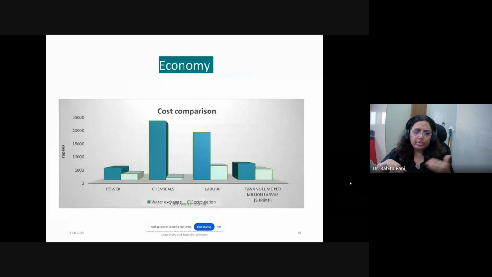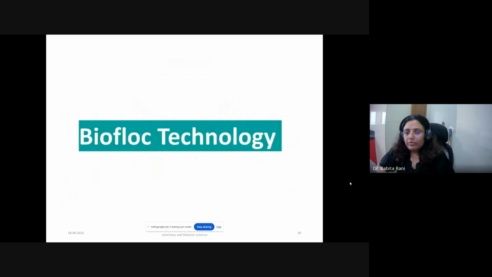If you compare the cost, see power, chemicals, labor, and tank volume, everything, the advantage is there in the recirculatory system compared to the conventional system. This graph indicates this. So the second technology, which is an advanced sustainable technology, is biofloc technology.